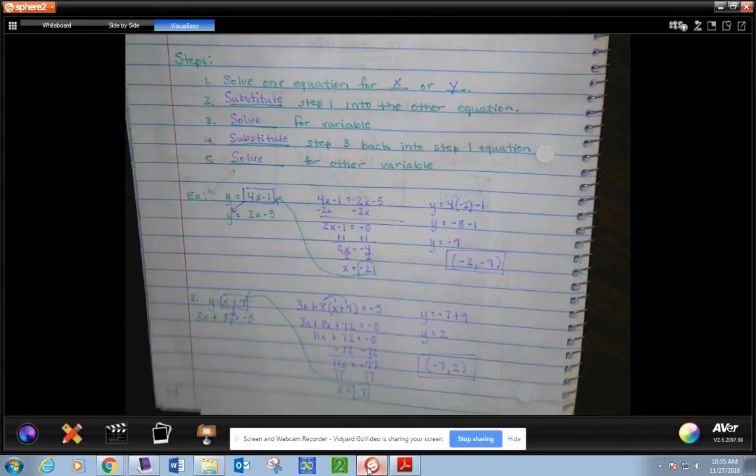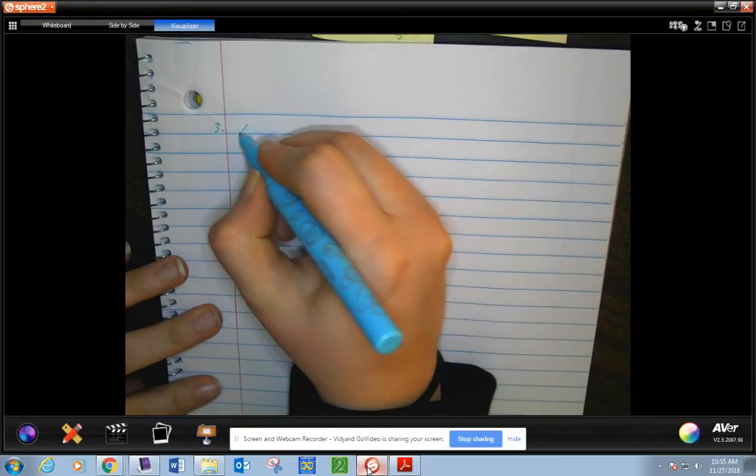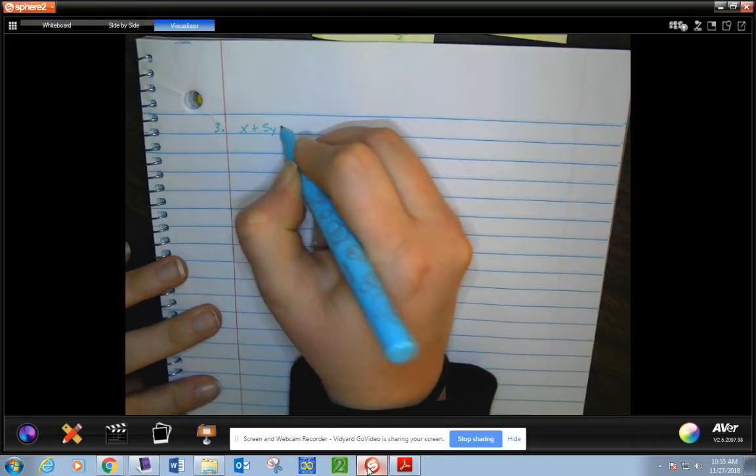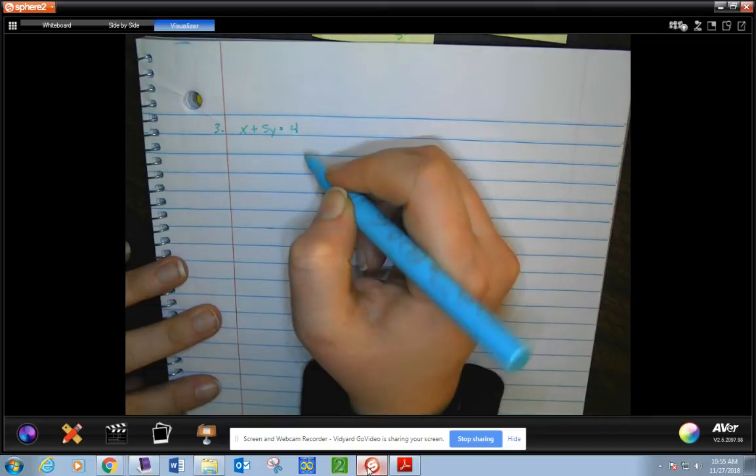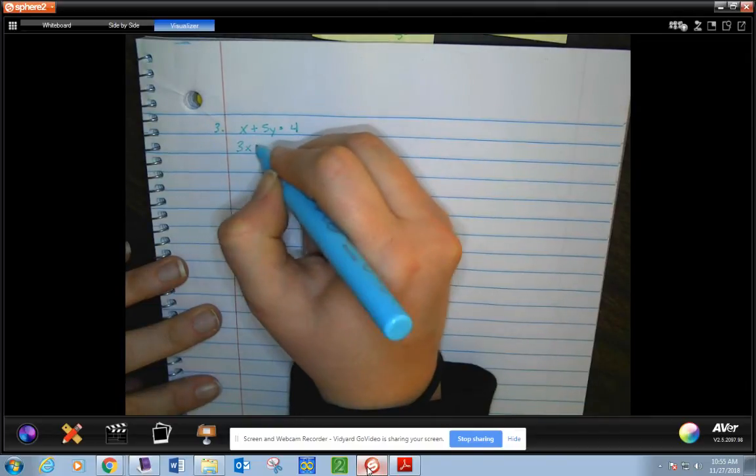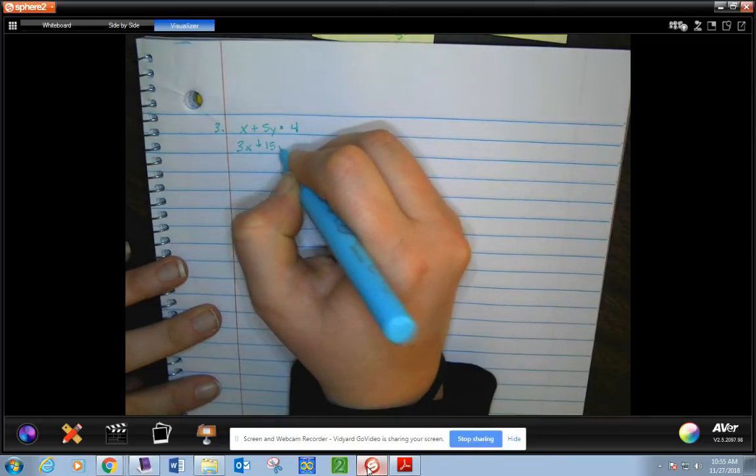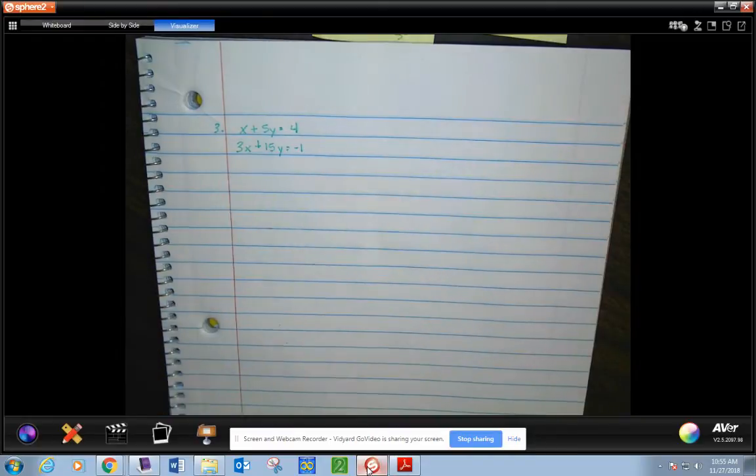Okay, moving back, I got to flip pages, so I'm going to the back of this page. I have 2 more examples for you. Okay, my next example, so example 3, we're going to do x plus 5y equals 4. And we're going to do 3x plus 15y equals negative 1.